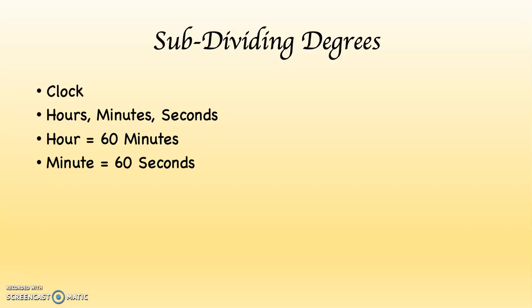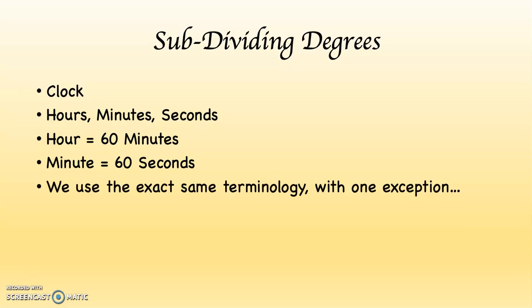We are going to do the same thing with degrees, which is we're going to break degrees down into smaller units, but the purpose isn't for time. The purpose is to get to a very specific place on the surface of the planet, on Earth. Fortunately, we use the exact same terminology when we're breaking down degrees that we use with the clock, with one exception. We are going to take the word hour and substitute in the word degree. But otherwise, the terminology remains the same.